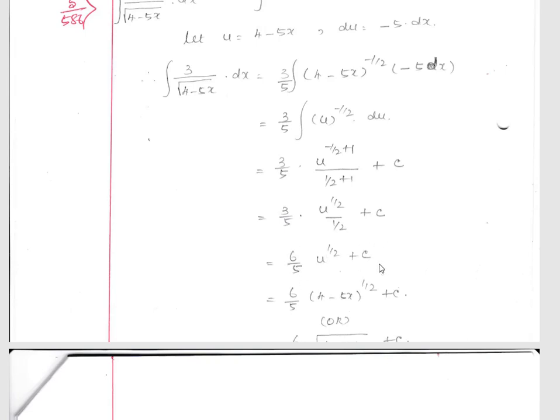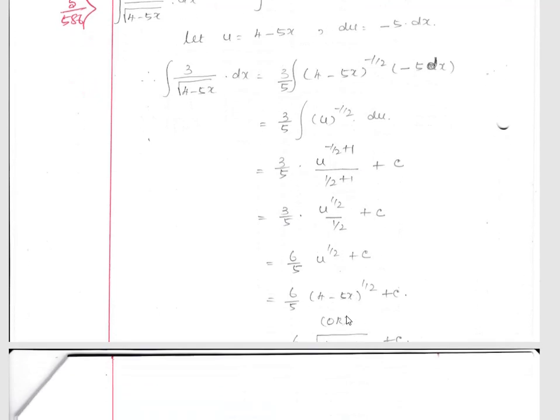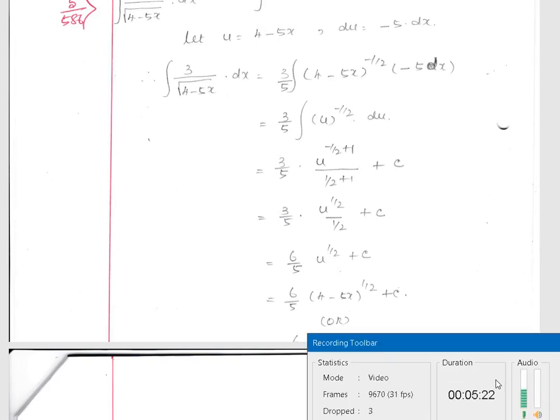This is the answer, but we cannot leave it as a u function because our question is an x function, and we have taken u equal to 4 minus 5x. So now substitute the value, and you'll get the answer, which is 6 by 5 times, instead of u, 4 minus 5x to the power 1 by 2, plus c. This power 1 by 2 you can replace by square root also. That's also a correct answer: 6 divided by 5 times the square root of 4 minus 5x, plus c. So these are the two questions we have solved now, and the remaining questions we will see later. Thank you.